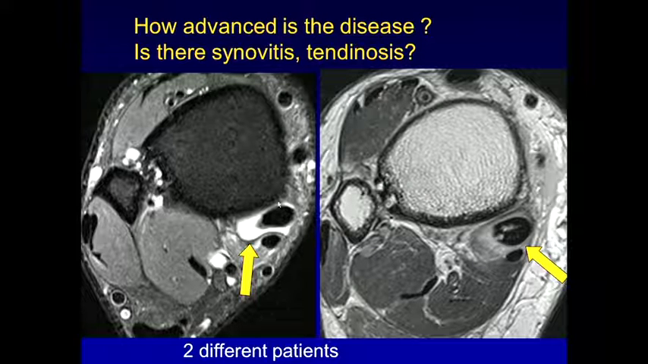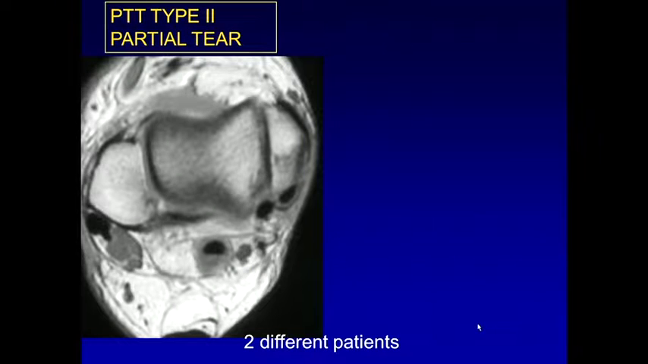So here we have 2 different patients. This has tenosynovitis within the posterior tibial tendon sheath, but the posterior tibial tendon itself is normal in size relative to the flexor digitorum longus tendon. Compare it to this patient where the posterior tibial tendon is markedly enlarged relative to the flexor digitorum longus. It has increased signal in it, so it's more advanced partial rupture as well as surrounding tenosynovitis.